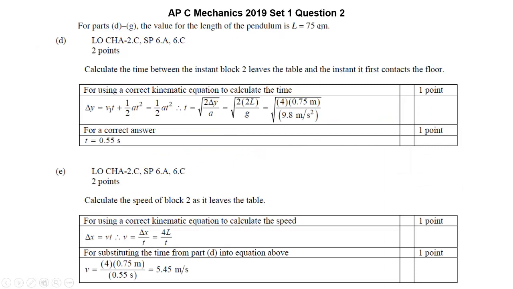And notice up here, they told you what L was. But you have to convert to meters, right? Because little g is in meters per second squared.